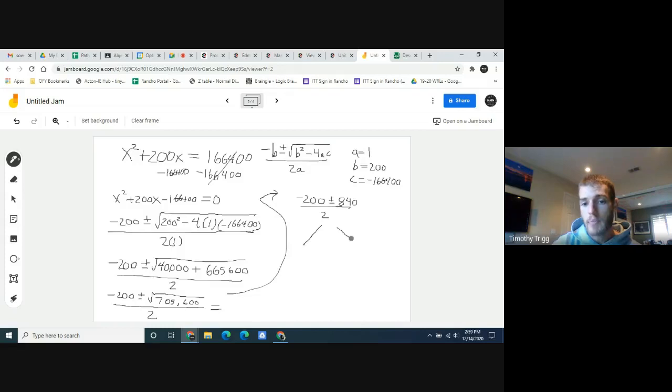From there, what I would do is split it into 2 answers. So the first one would be negative 200 plus 840 divided by 2. Then the other one would be negative 200 minus 840 divided by 2. So this one would be 640 divided by 2, which is 320. X equals 320. And then this one would give you negative 1,040 divided by 2, which is negative 520.